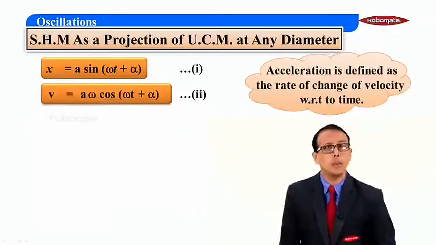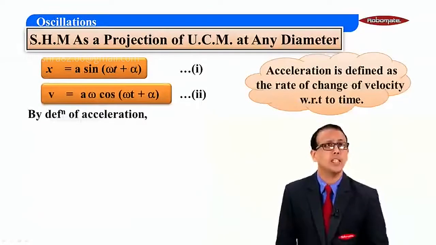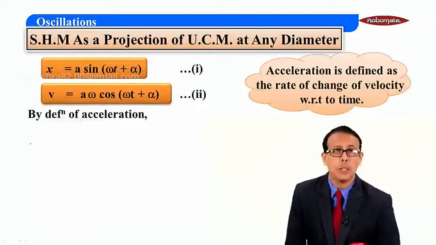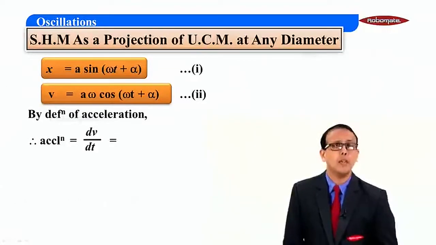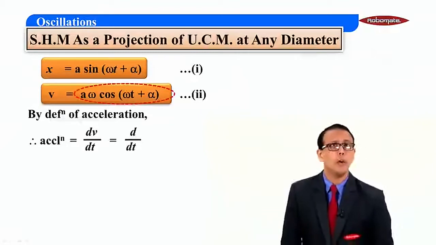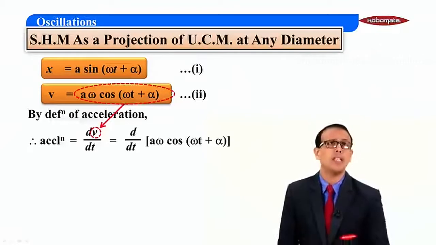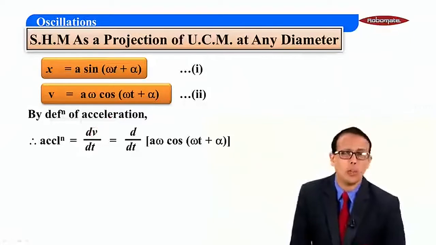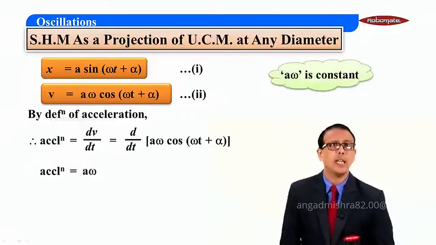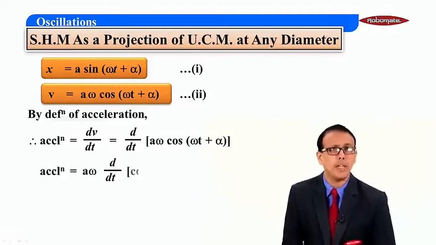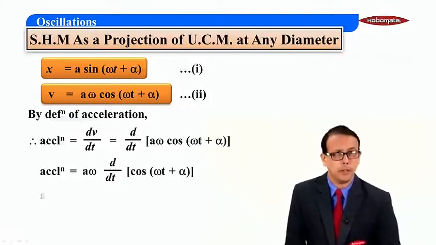Let's move ahead. Let's go for acceleration, students. Acceleration is rate of change of velocity with respect to time. That is a is equal to dv by dt. Again we will substitute the value of V in this formula and I can write it as d by dt of A omega cos (omega t plus alpha). Students, A omega is constant and hence it becomes A omega times d by dt of cos (omega t plus alpha).